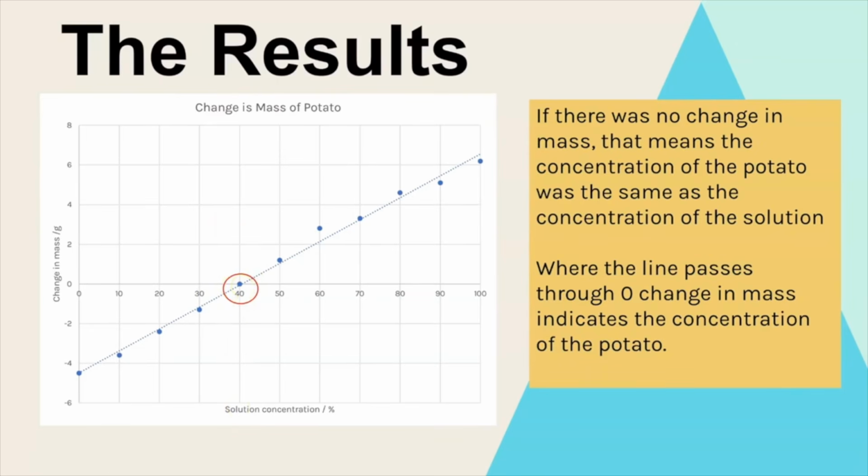Now, we haven't got what the solution itself was, but that is a really common question. So you're looking at where there's 0 change in mass. That is what the concentration of your plant material is.